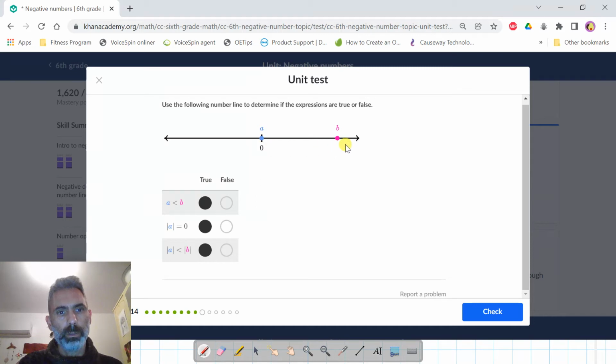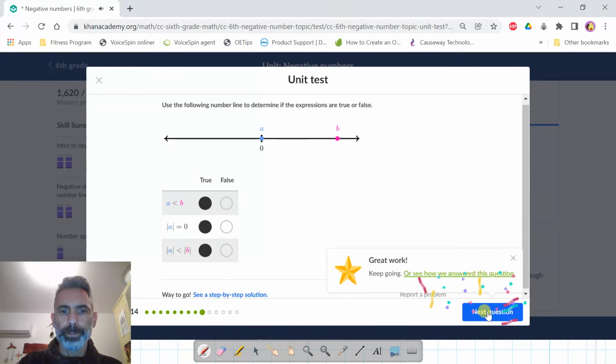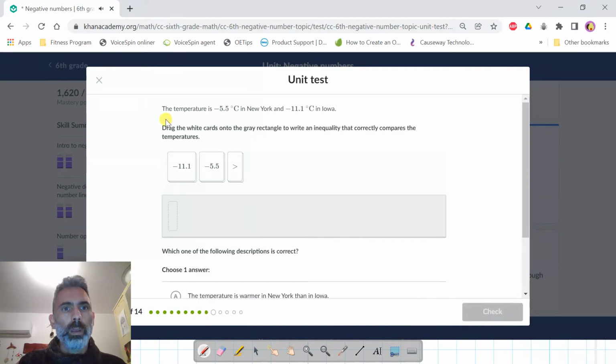A is less than B. Absolute value of A equals 0. Absolute value of A less than absolute value of B. Okay.